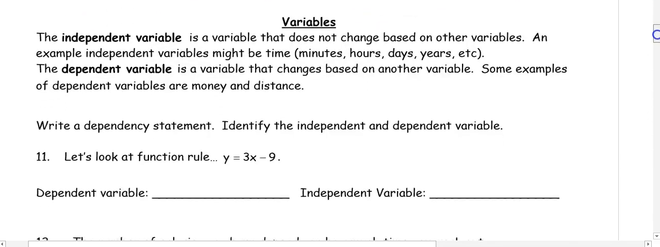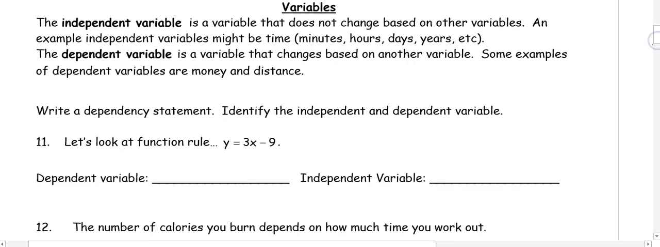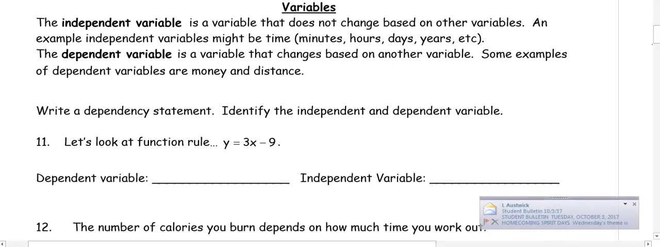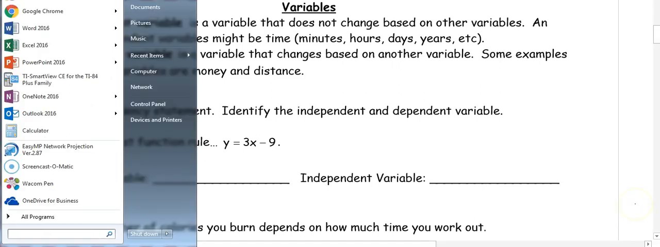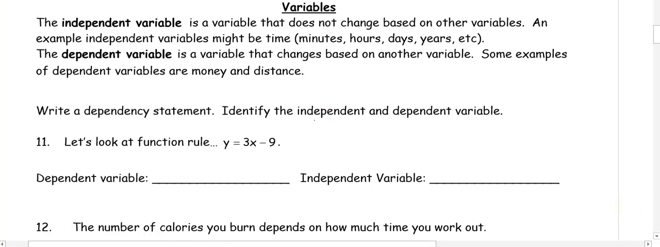So the other thing we're going to talk about in this video is variables. So with variables, and you've heard this probably in science class before, we have two different types of variables. We have independent variables, which are variables that do not change based on other variables. So the most common example of an independent variable would be a unit of time. So minutes, hours, days, years, etc. The other variable is a dependent variable, and this variable changes based on another variable. So some examples of those could be money or distance.